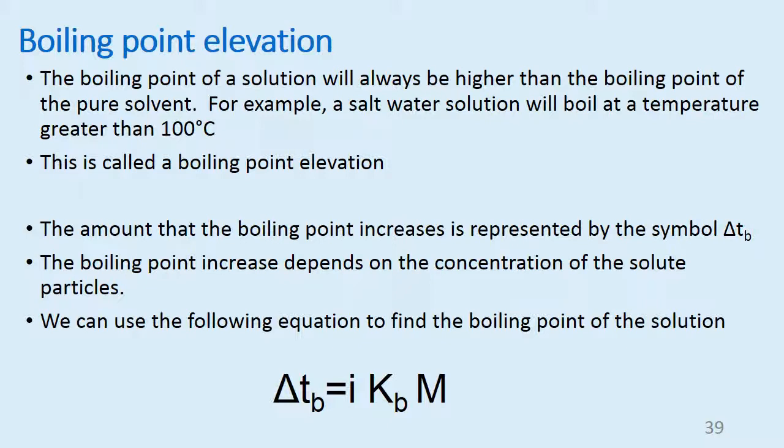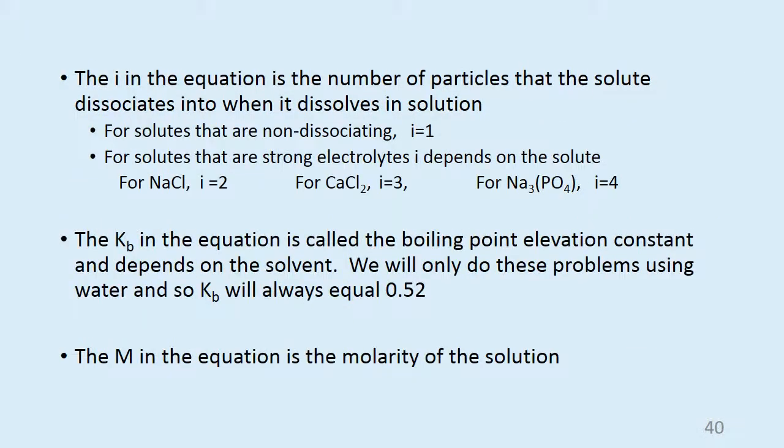The amount that the boiling point increases is given the symbol delta TB. The triangle is the symbol for delta, which means change, and TB means boiling point, or the temperature of the boiling point. So delta TB is how much the boiling point increases for the solution. The boiling point increase will depend on the concentration, so the higher the concentration, the higher the boiling point. We can use the following equation to find the boiling point of the solution. So let's look at what each part of the equation means.